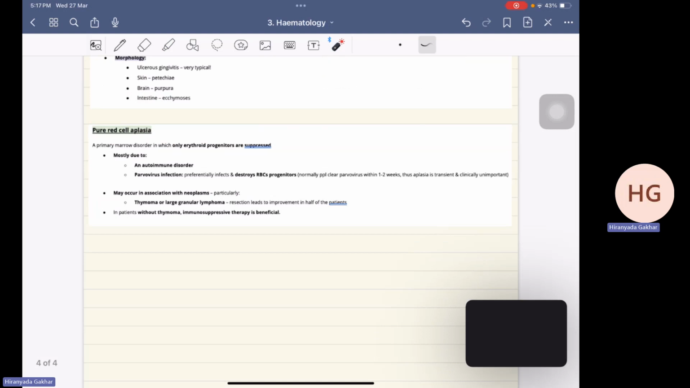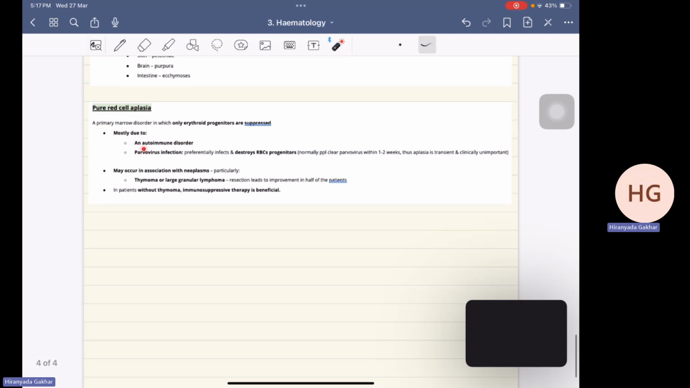Lastly, there is pure red cell aplasia. Pure red cell aplasia is a primary bone marrow disorder where only the erythroid progenitors are suppressed. So, no thrombocytopenia, no neutropenia, just anemia because the erythroid progenitor cells are suppressed. The etiology for this is autoimmune disorders, or as I mentioned before, it can be due to parvovirus infection that destroys the RBC progenitors. The parvovirus infection usually is self limiting and clears within 1 to 2 weeks.